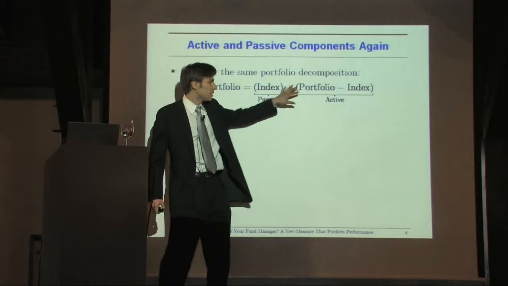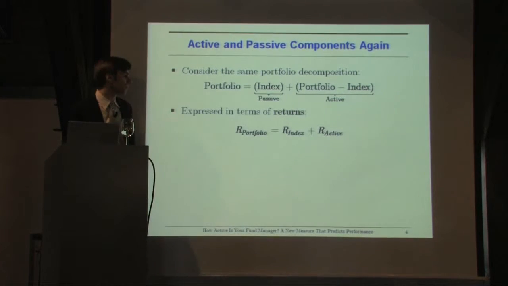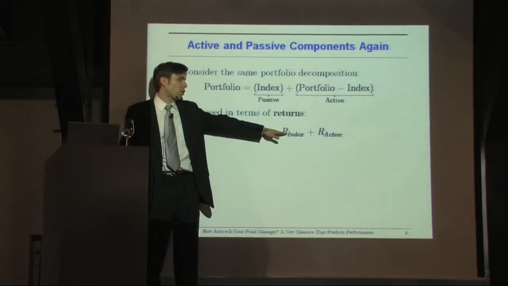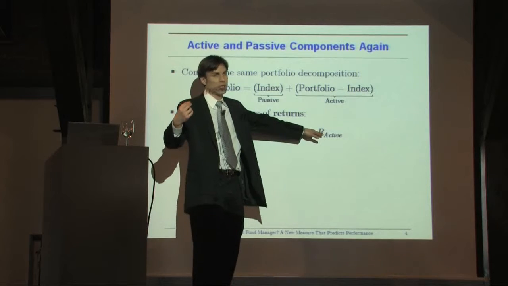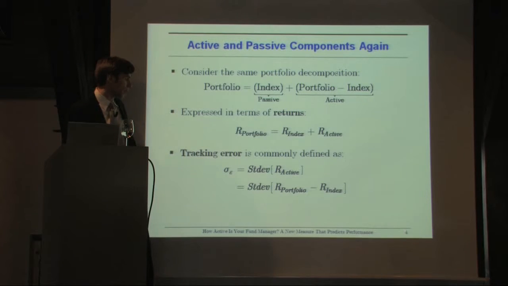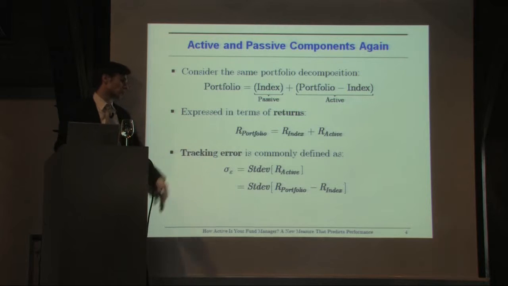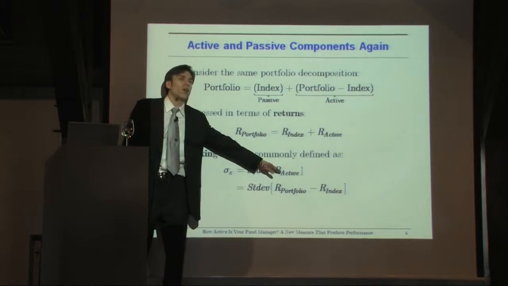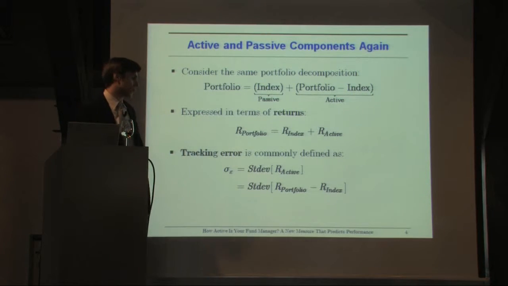I looked at this decomposition in terms of holdings, but we can also look at it in terms of returns. So the return on the portfolio is going to be equal to the return on the benchmark index plus the return on the active long-short positions that a fund has. So then how is tracking error defined? Well, tracking error volatility, also known as tracking error, is defined as the standard deviation of the return on those active long-short positions. Okay, so that's the usual definition.